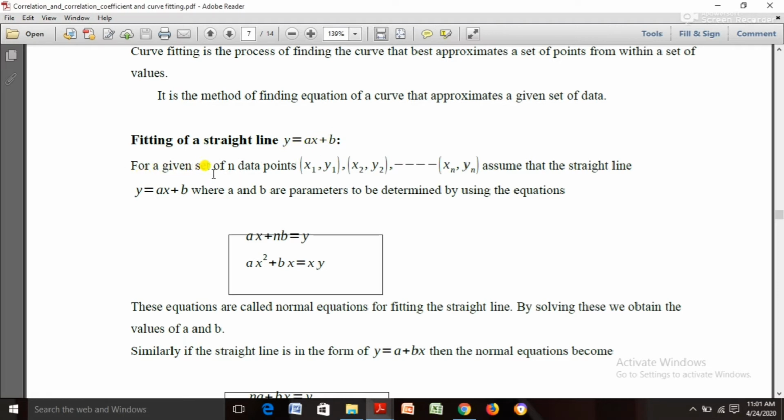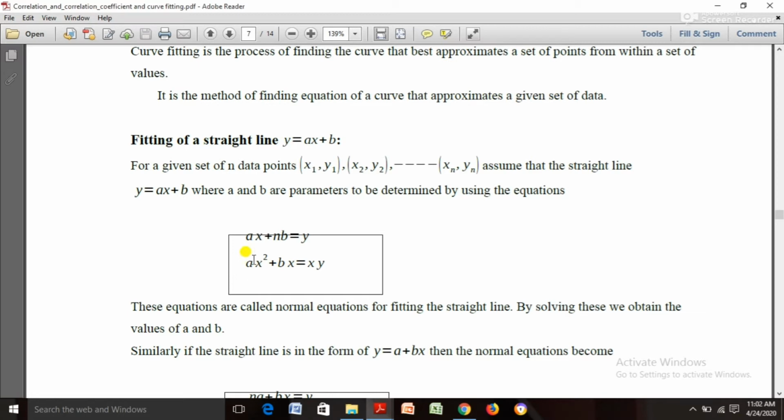For a given set of n data points, (x1, y1), (x2, y2), (x3, y3), (x4, y4), and so on up to (xn, yn), assume that the straight line is y = ax + b, where a and b are parameters to be determined using the equations. In this equation we have to find the a and b values. Using these two equations: Σy = aΣx + nb, and Σxy = aΣx² + bΣx.